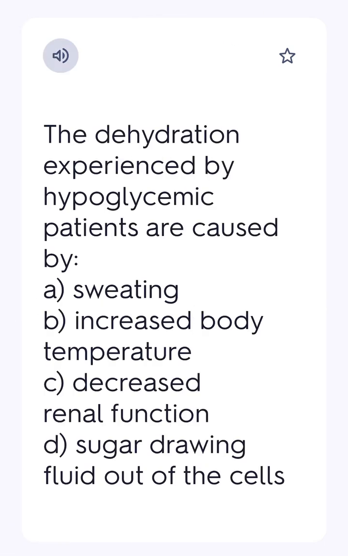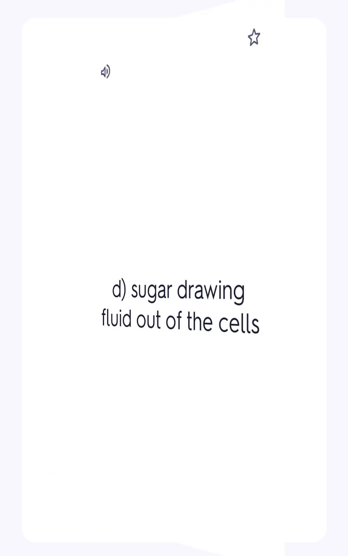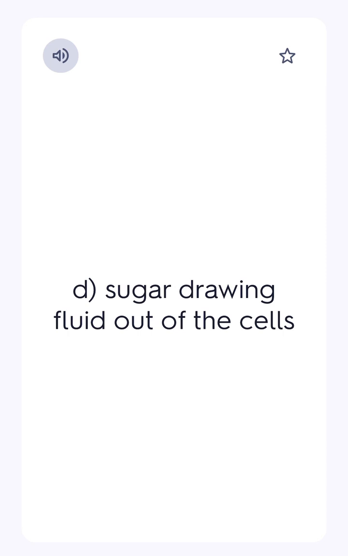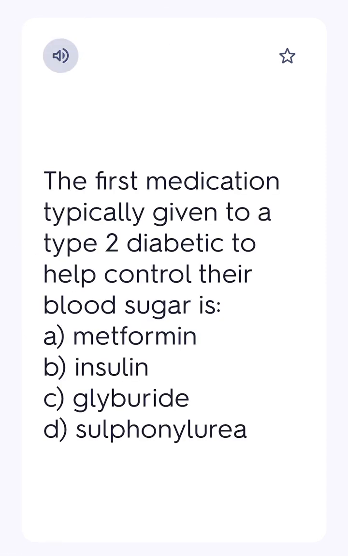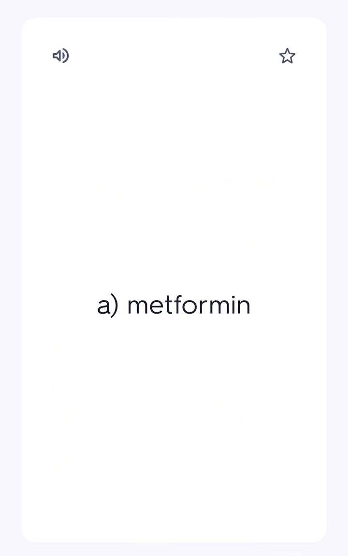The dehydration experienced by hyperglycemic patients is caused by A, sweating; B, increased body temperature; C, decreased renal function; D, sugar drawing fluid out of the cells. D, sugar drawing fluid out of the cells. The first medication typically given to a type 2 diabetic to help control their blood sugar is A, metformin; B, insulin; C, glyburide; D, sulfonylurea. A, metformin.